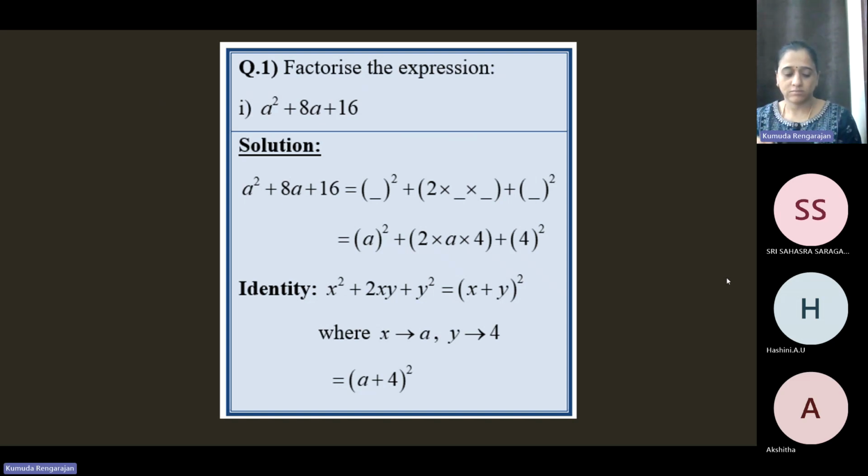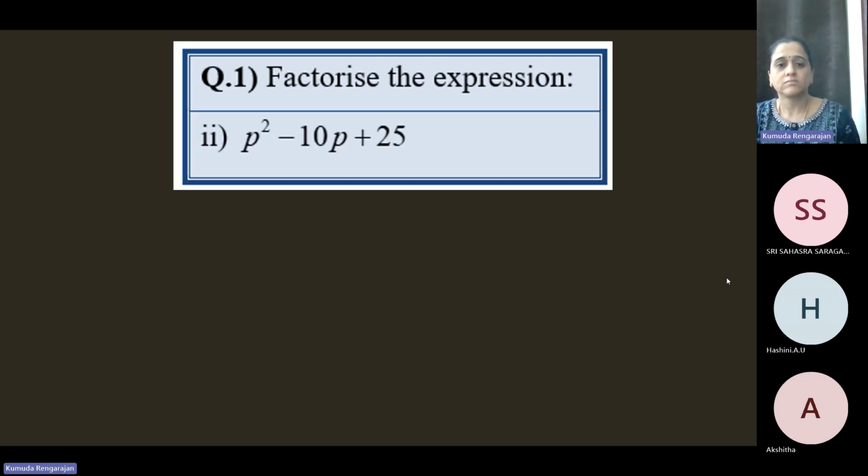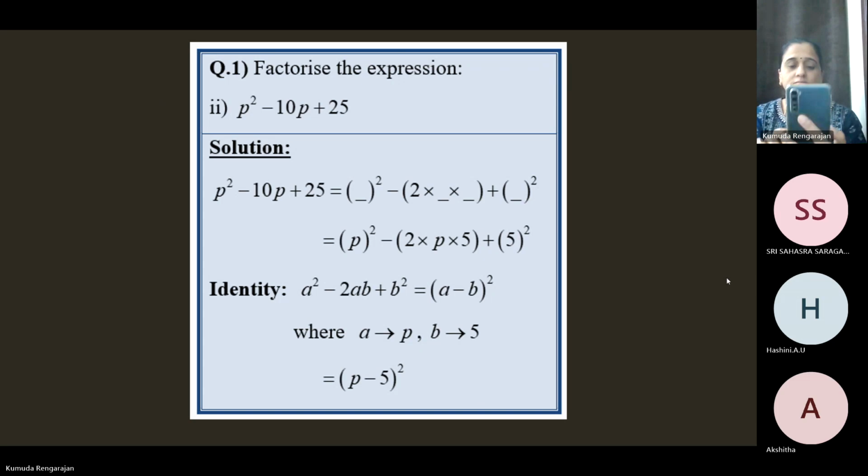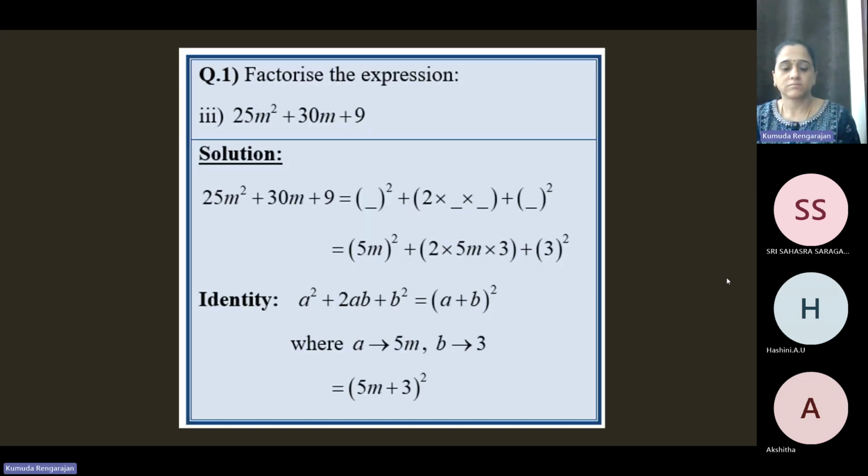First one, answer is A. Correct. Second one, P minus 5 volts. Correct, ma'am. Third one, correct, ma'am. Online children, did you get this answer for the third one? Yes, ma'am. Very good.